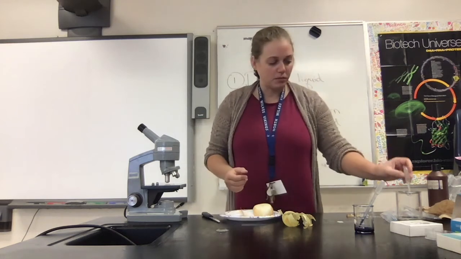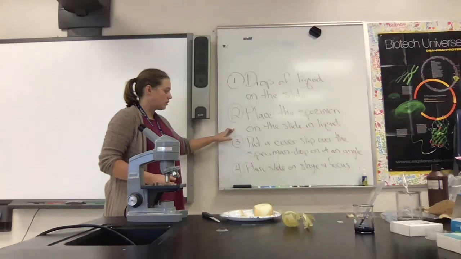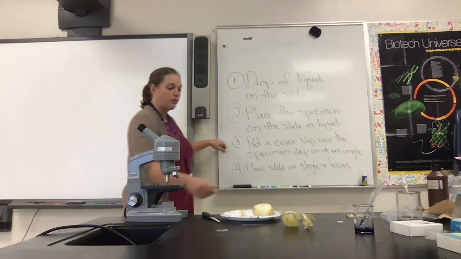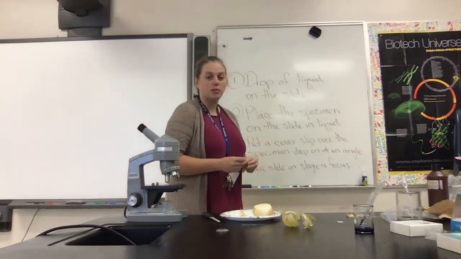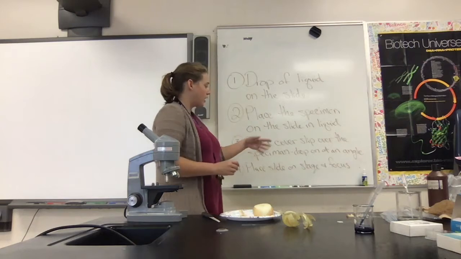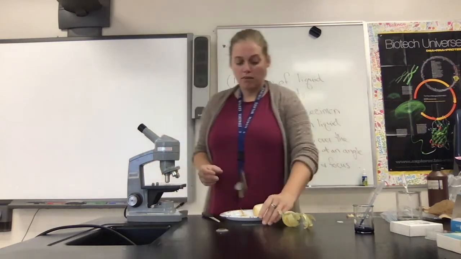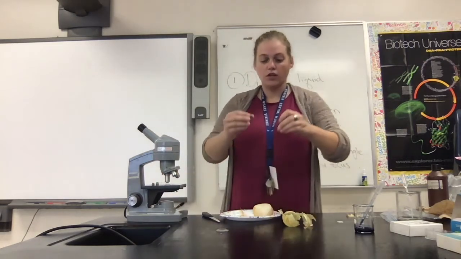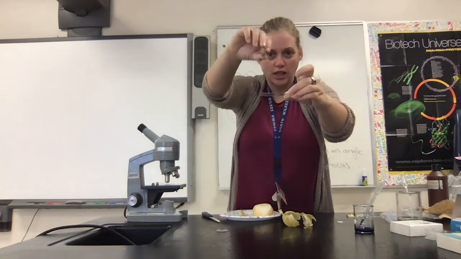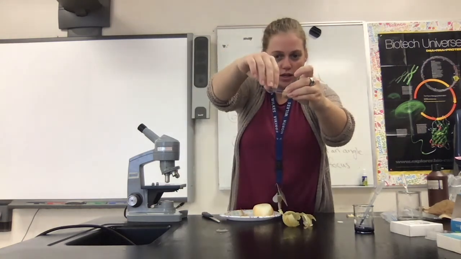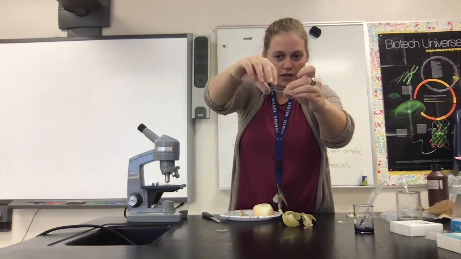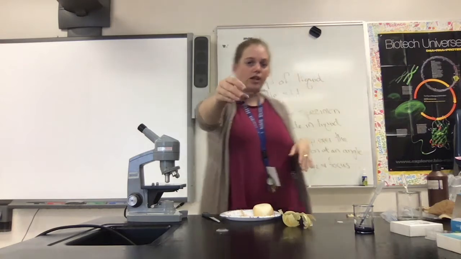Once I have my specimen in the liquid on the slide, I'm going to put my cover slip on, and I'm going to lay this cover slip on at an angle, trying to push out all of the air bubbles that might be under this cover slip. So here you can see my slide. Here's my cover slip. Just going to drop that on and try to put it at an angle so that all of my air bubbles get squeezed out.